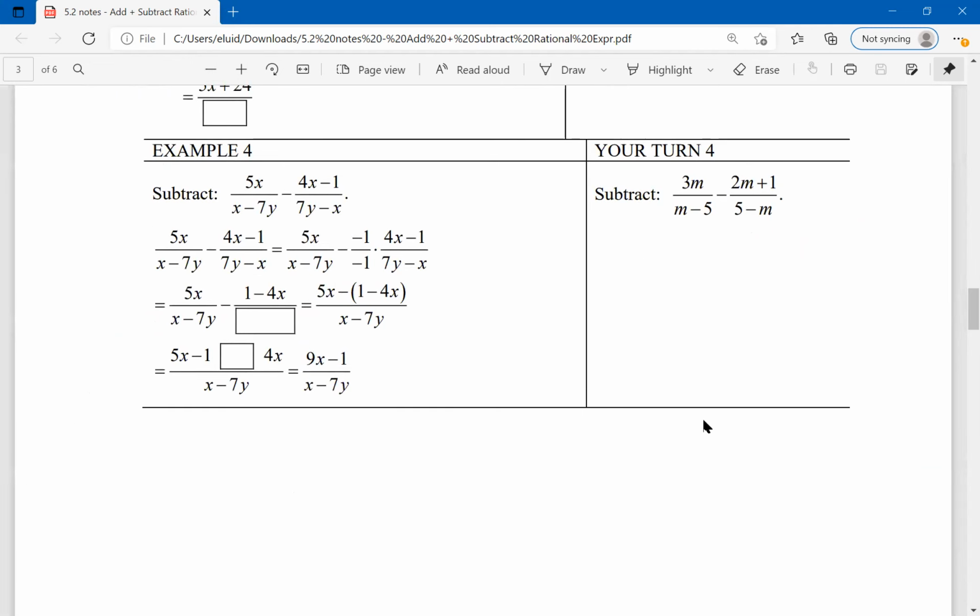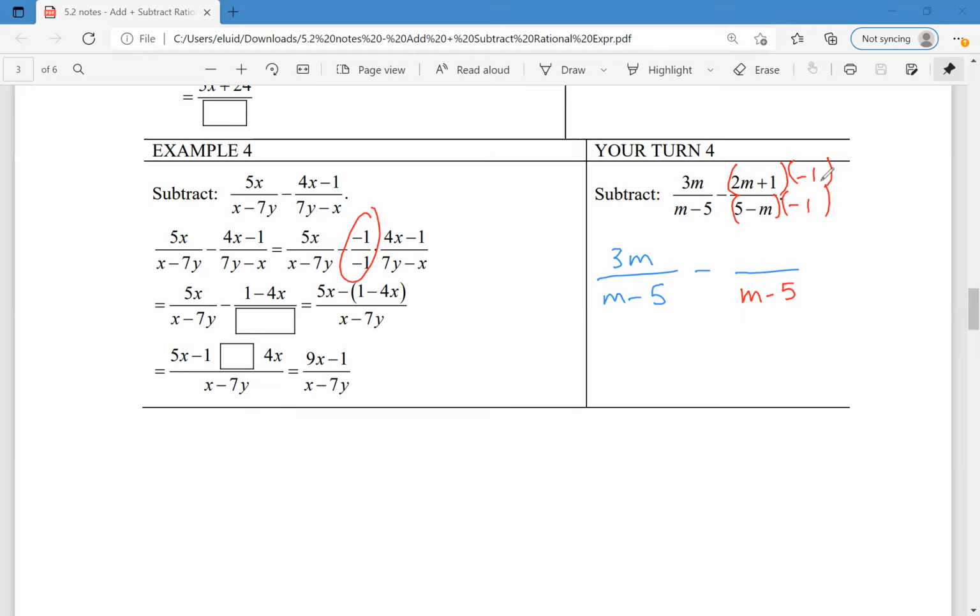All right, your turn, number 4. So 3m over m minus 5 minus 2m plus 1 over 5 minus m. So let's keep the first expression as it is, 3m over m minus 5. And then let's work on changing that second expression so that we'll have the new common denominator turn into m minus 5. Now, how can we change 5 minus m into m minus 5? One of those ways is to multiply by -1. So let's do that on the top and the bottom, just like we saw in the previous example. So I'm taking that second expression and multiplying the top and the bottom by -1. So that 5 minus m times -1 really would become -5 plus m, or in other words, it's going to be m minus 5, which is what we wanted.